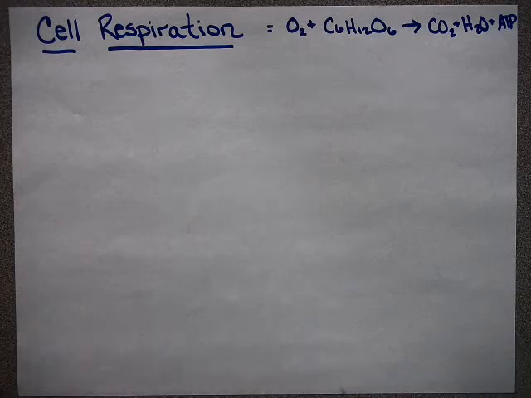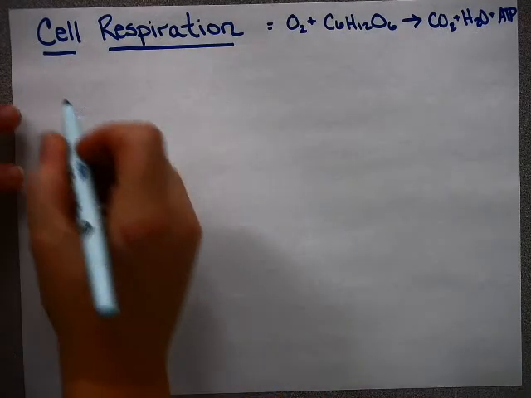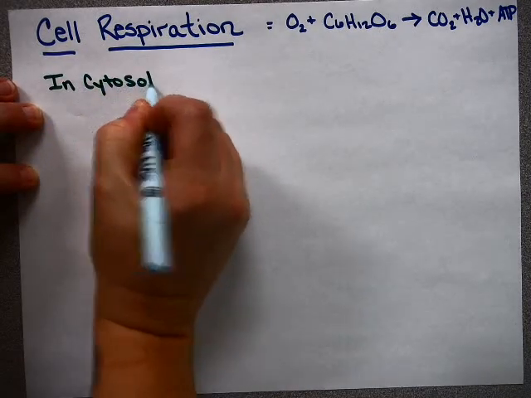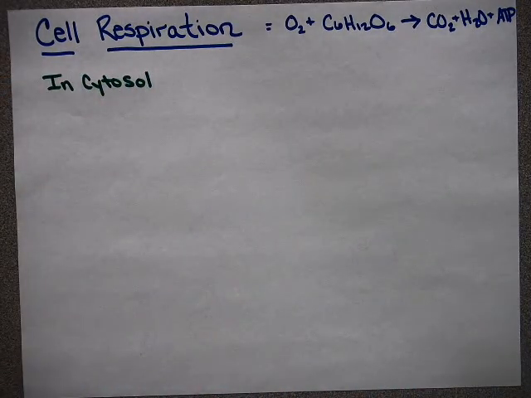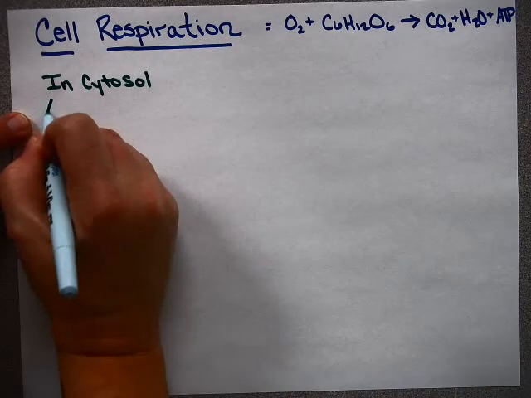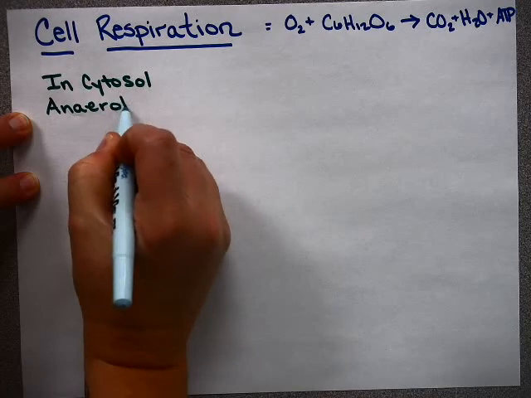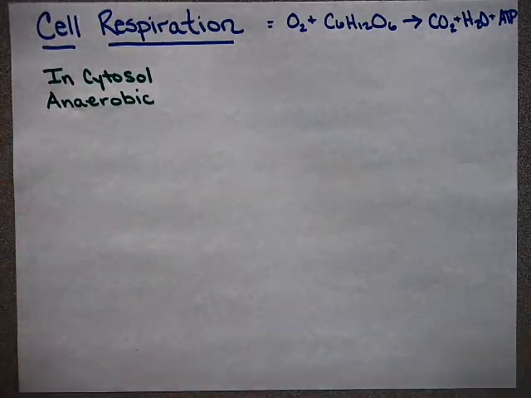So we're actually not in the mitochondria yet. We're in the cytosol, which is the liquid part of the cytoplasm, the juice. So we're there. We are anaerobic. What does that mean? Without oxygen, this part does not require oxygen. The oxygen you breathe goes to the mitochondria.